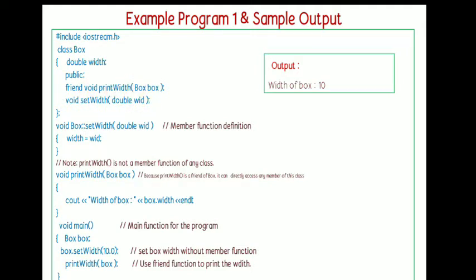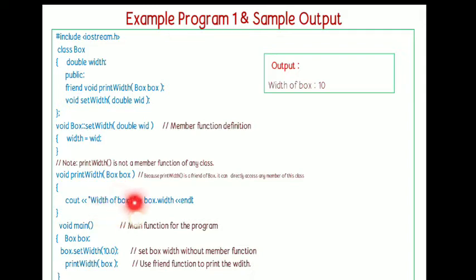Since printWidth is a friend function, outside the class definition you should not use the keyword friend. So we are using the function like this. Return type is void, so we are specifying it as void. Then printWidth is the name of the friend function, so we are specifying the name, followed by the object of the class Box.